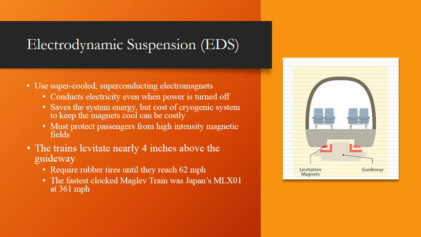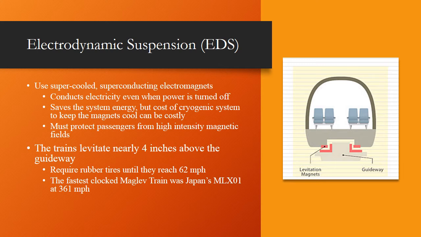Electrodynamic suspension, or EDS, uses supercooled, superconducting electromagnets located on a guideway to levitate the train nearly 4 inches. This system saves energy because it still conducts electricity even when power is off. However, the cost of keeping the magnets cold can cost a lot. Also, a potential drawback is that the high-intensity magnetic fields can be harmful to pacemakers and other magnetically sensitive devices, thereby requiring shielding of the passengers from the fields.